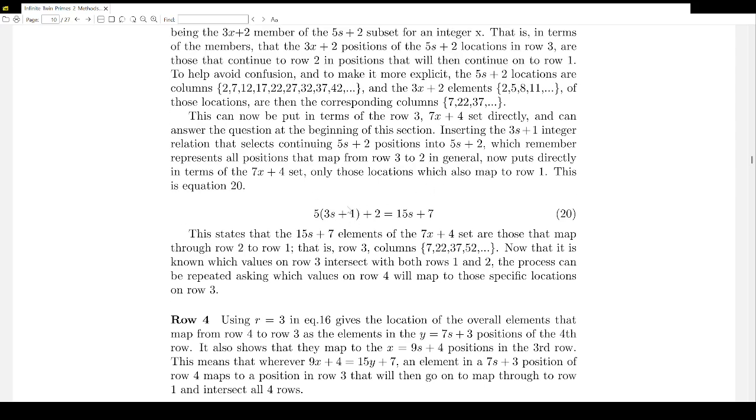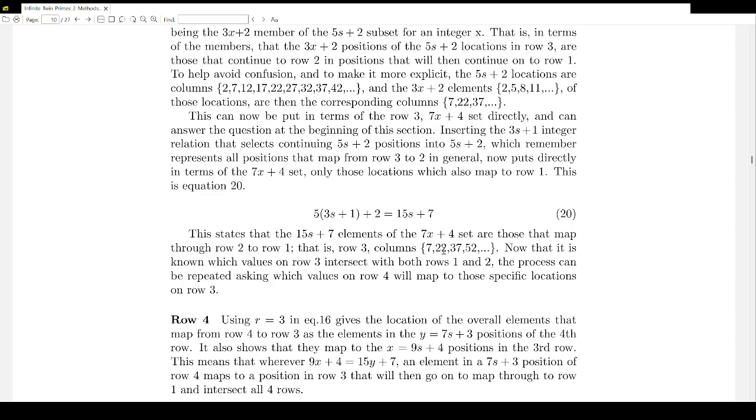So here we've plugged one of those position equations into the line, and we've gotten this bigger form out, 15s plus 7. This states that the 15s plus 7 elements of the 7x plus 4 set are those that map through row 2 to row 1. That is row 3 columns. So if you plug s equals 0 here, you get 7, s equals 1, you get 22, and so forth. So this is telling you that row 3 columns this are the ones in row 3 that will map through row 2 to row 1.